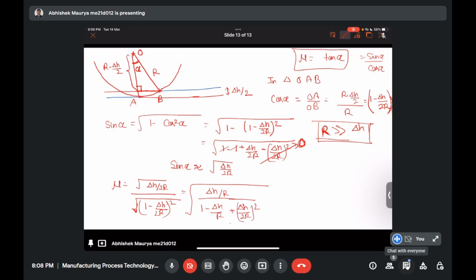And again, since the delta H square term is coming, it will go to 0, and we will be left with root over delta H by R minus delta H. And if you further simplify it, what we will get is root over delta H over R.